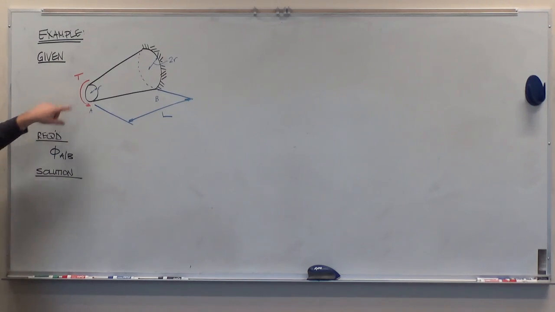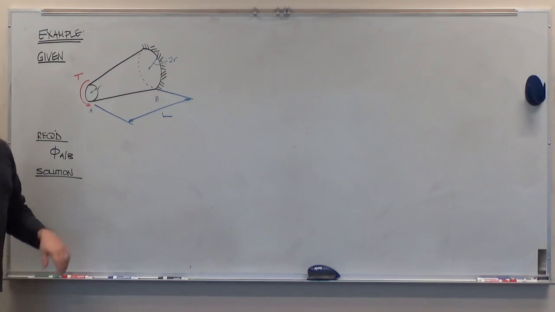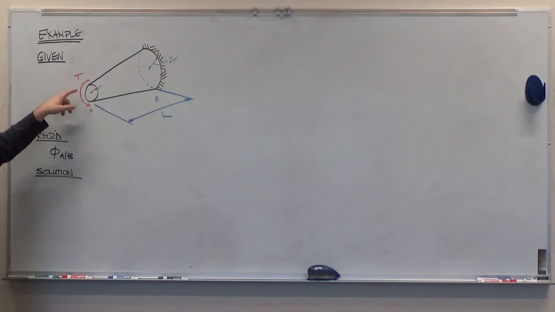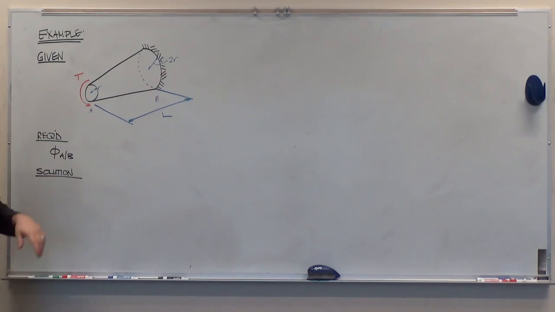A single torque T is applied at point A at the free end of the shaft, and we have an unsupported length L. So again, we're trying to figure out phi A sub B, which means the angle of twist of point A relative to point B. And so let's just go ahead and get into the solution here.